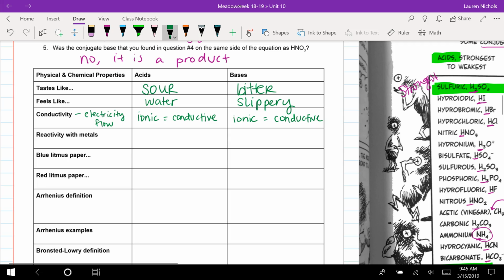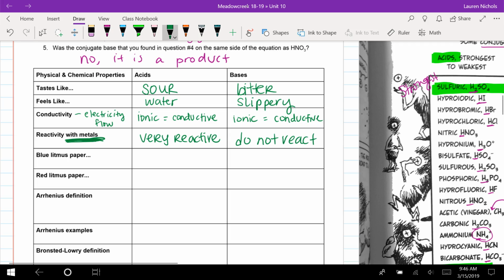Now, when we talk about reactivity with metals, acids are extremely reactive, which is why they're not used in drain cleaners. If you cleared out the clog in your drain but the acid also ate through a hole in your pipe, you're now going to have a lot more problems in your house than just a clogged drain. Whereas bases do not react with metals. That's the key thing: this is talking about metals. They're both very reactive with each other and other things, but bases do not react with metals.